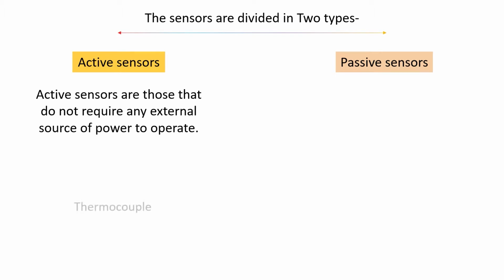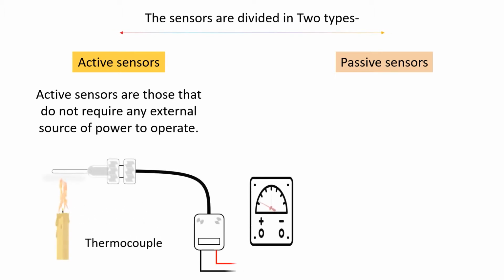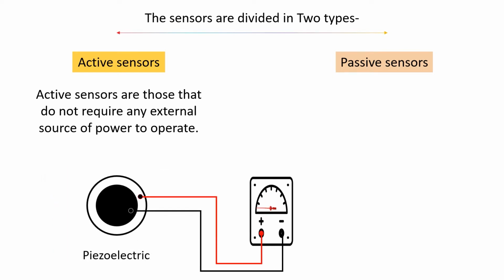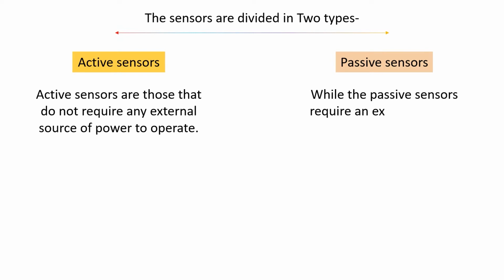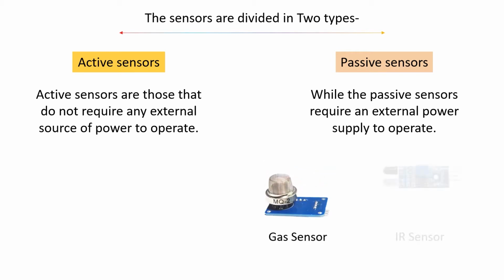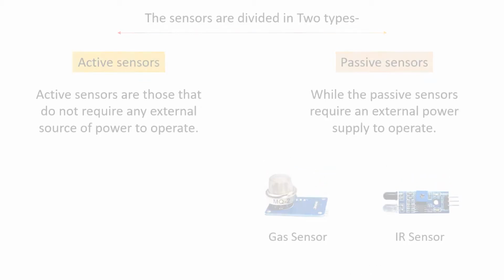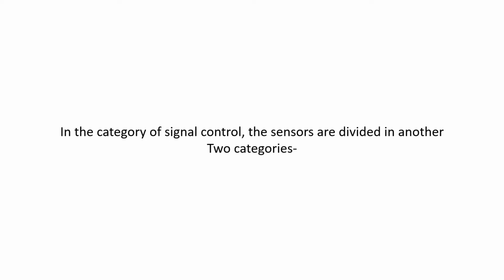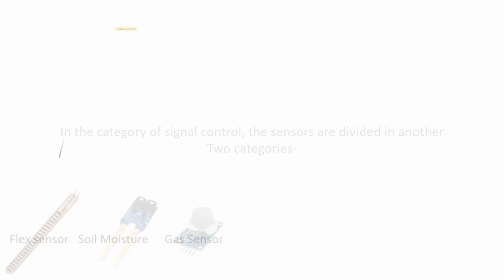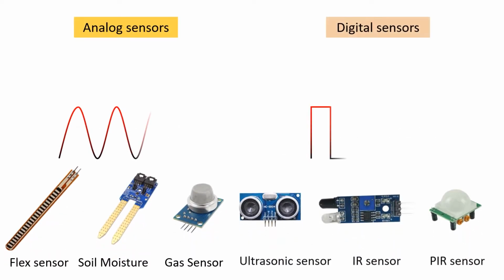For example, a thermocouple, which produces voltage on exposure to heat, and also a piezoelectric plate produces voltage when pressure is applied on it. While the passive sensors require an external power supply to operate, some examples of those are a gas sensor, an IR sensor, and many more. In the category of signal control, the sensors are divided in another two categories: analog sensors and digital sensors.